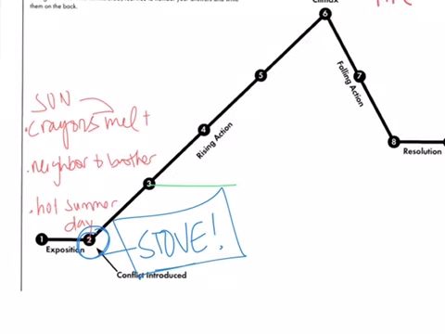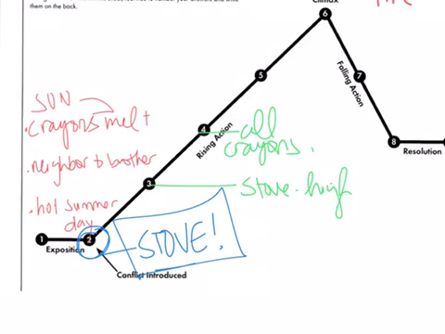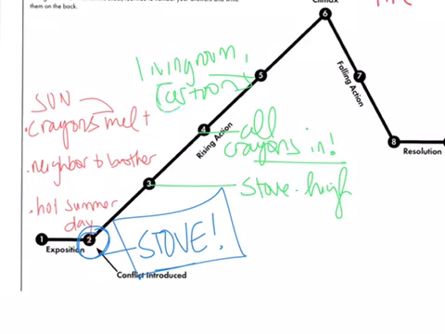Some of the rising action with that. Stove is turned on high. Light it up. Second rising action. All the crayons were poured into the pan. Right? So stove is on high. All the crayons are poured in the pan. And our brilliant writer went into the living room to watch cartoons with her neighbor and her brother. Okay?